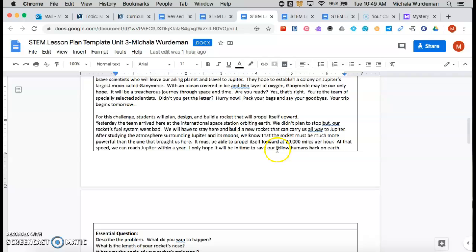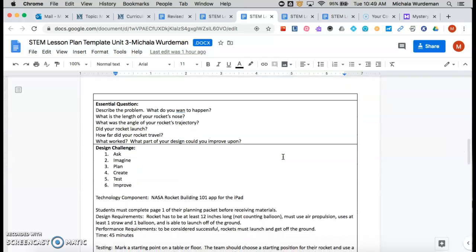It must be able to propel itself forward at 20,000 miles per hour. At that speed, we can reach Jupiter within a year. I only hope that it will be in time to save our fellow humans back on Earth.